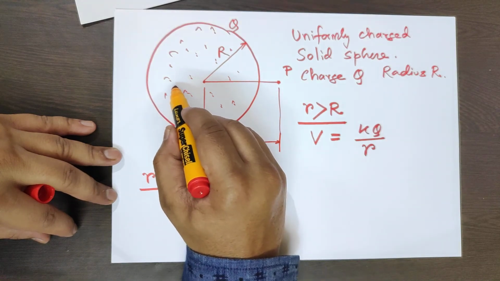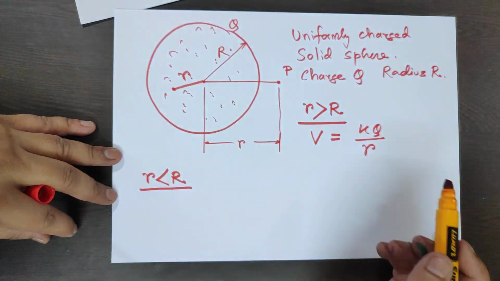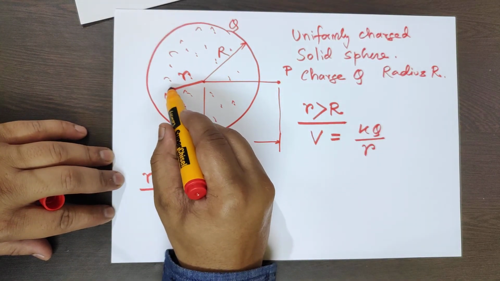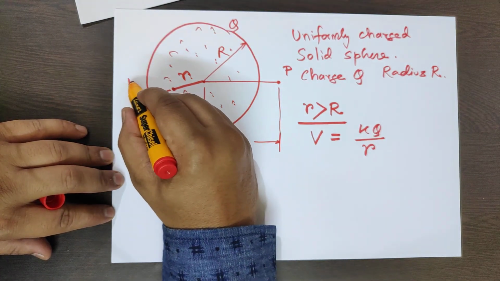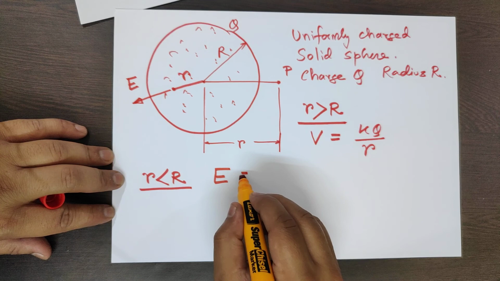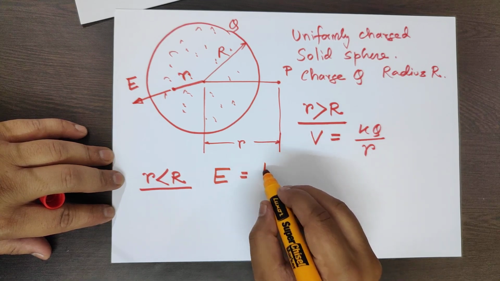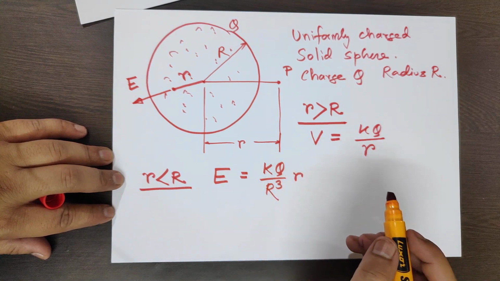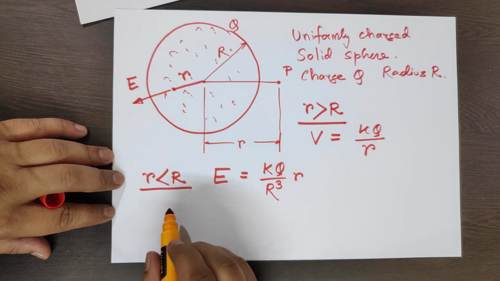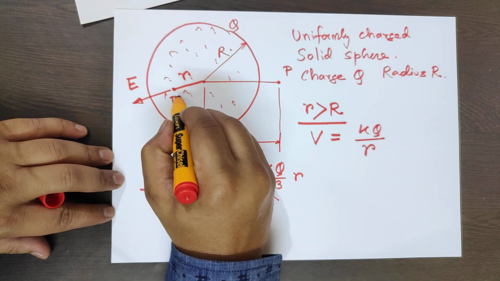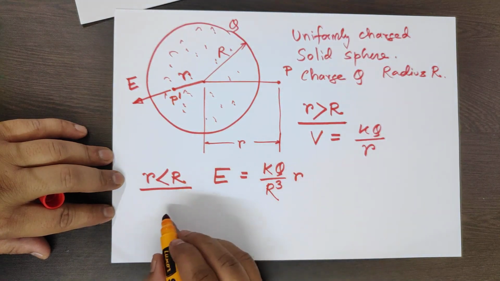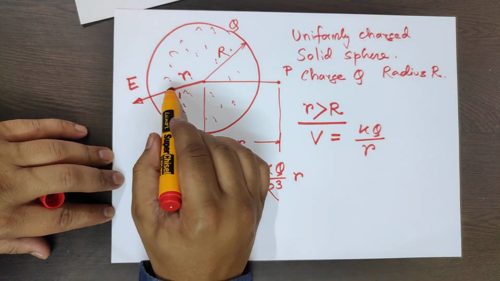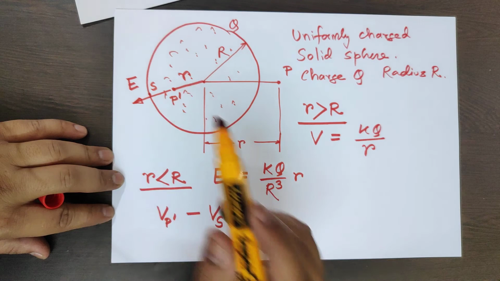Now next is inside points. Okay, for the inside point, say now this is R. For the inside point you have to calculate potential. Now for this, inside, this is the field. The field is rho r by 3 epsilon, that will come to be kQ by capital R cube multiplied by small r. So add a point, say this one, say point P dash. So Vp dash minus Vs, let us take a point on the surface S.